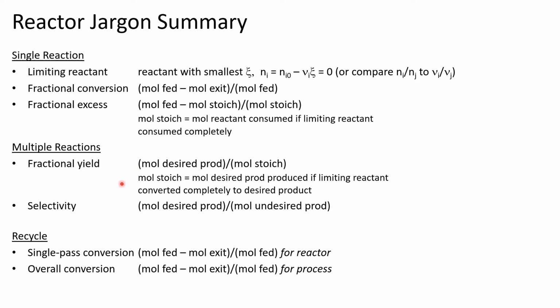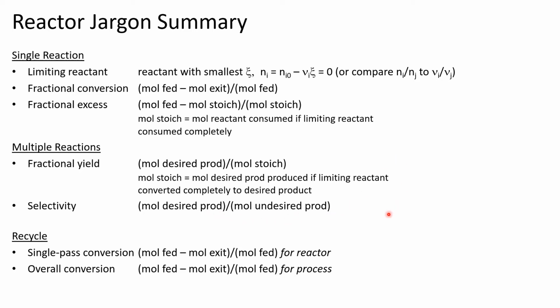When we have multiple reactions, we introduce two new terms. The fractional yield is the moles of the desired product divided by the moles that would be produced by a stoichiometric consumption of the limiting reactant. This moles stoichiometric is the moles of the desired product that would be produced if the limiting reactant was converted completely to the desired product. The selectivity is the moles of the desired product that's produced divided by the moles of the undesired product.